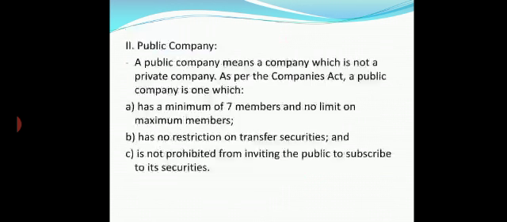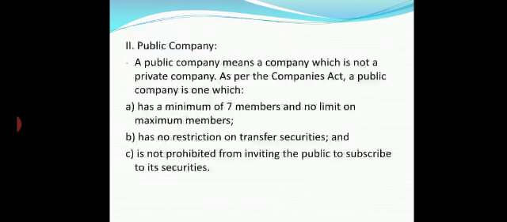Minimum 7, maximum unlimited members, no restriction on transfer of securities, and there is no prohibition from inviting the public to subscribe to its securities. So these are three main conditions of a public company. That is why we say a public company is one which is not a private company. So we'll see one by one.